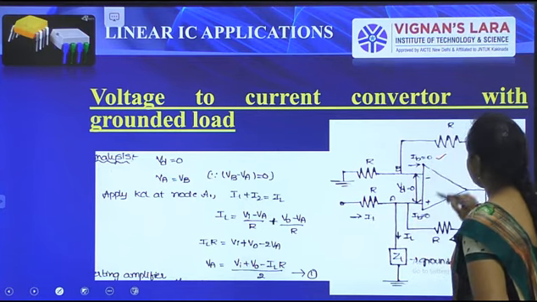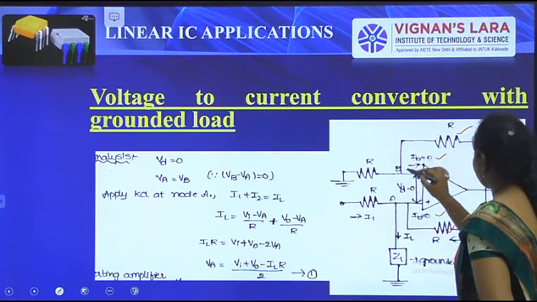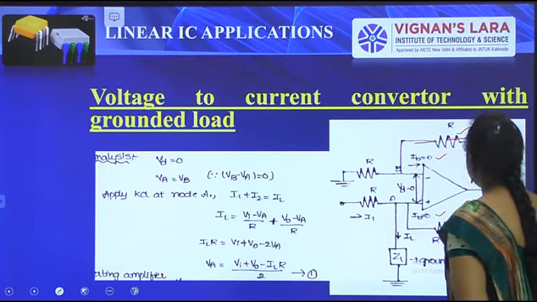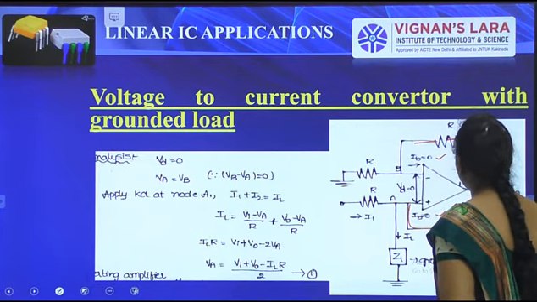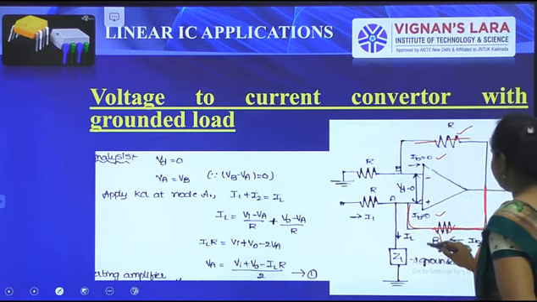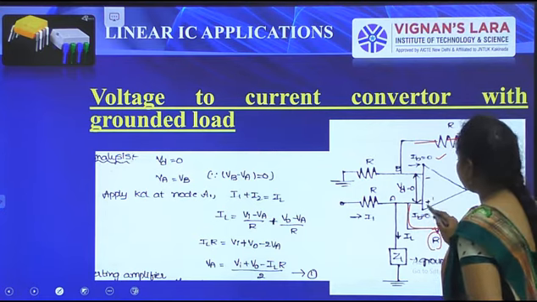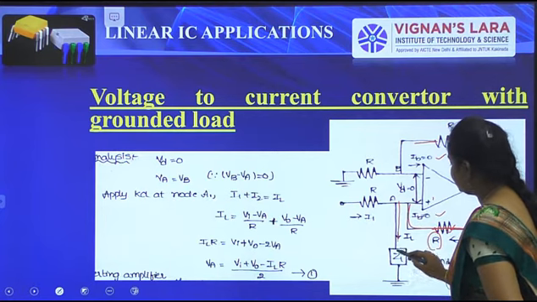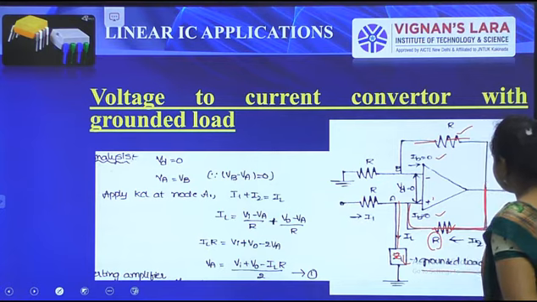IB is equal to 0 and IB is equal to 0. The current connects across this non-inverting terminal, and the output voltage and the load R is connected here. For this non-inverting terminal we are going to apply the load ZL, that means a grounded load.